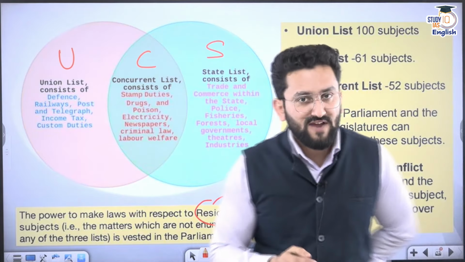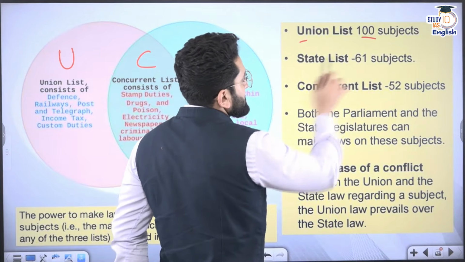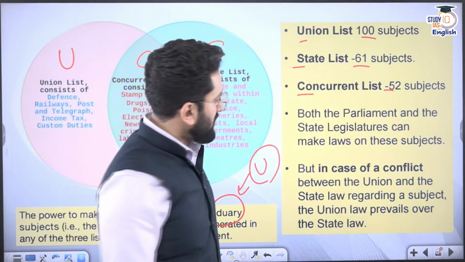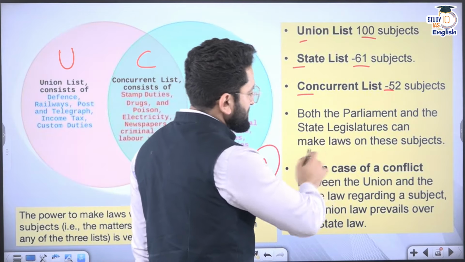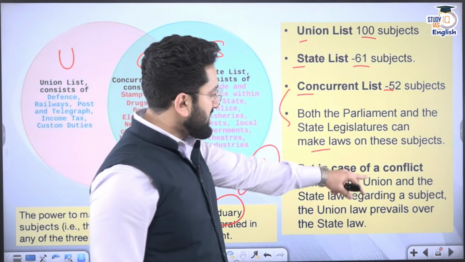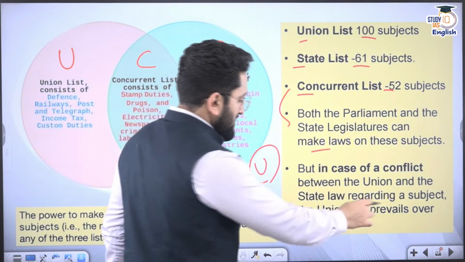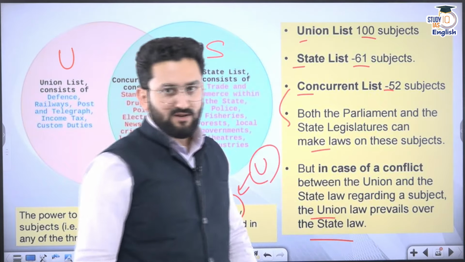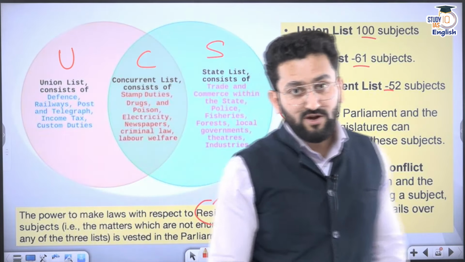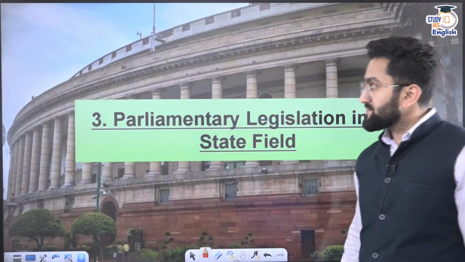Now, this is the fact that the Union list has 100 subjects, the State list 61 subjects, the Concurrent list 52 subjects. Okay? Both Parliament and State legislature can make law on these subjects. I'm talking about the Concurrent list, I told you. But in case of conflict between Union and State regarding a subject, the Union law prevails over the State. I've just told you. And I also added one practical example of the doctrine of harmonious construction.